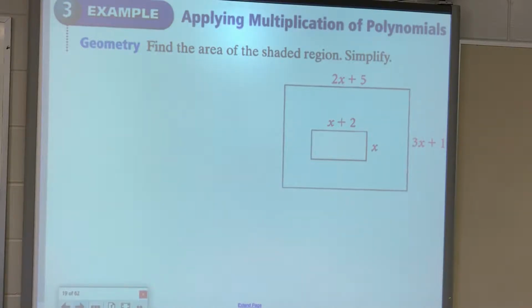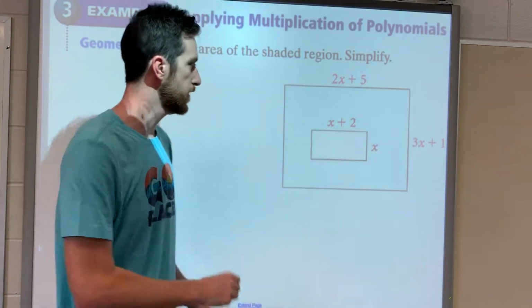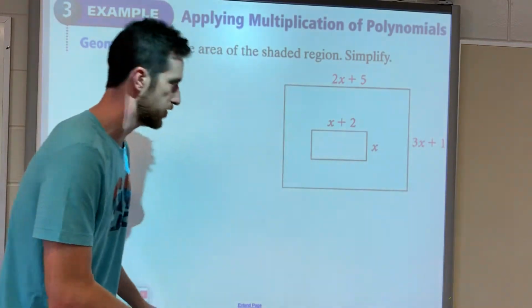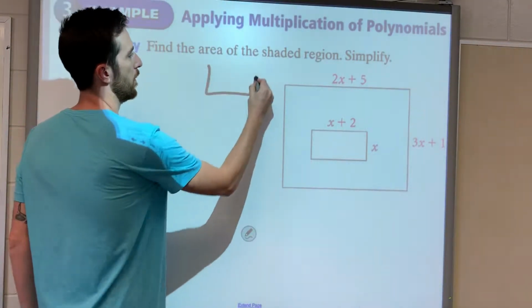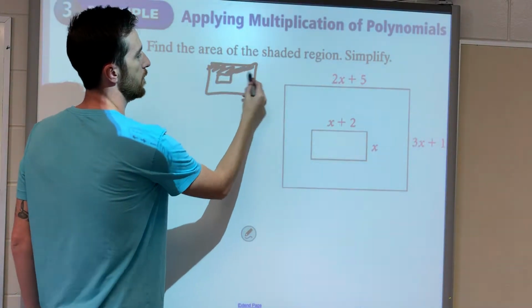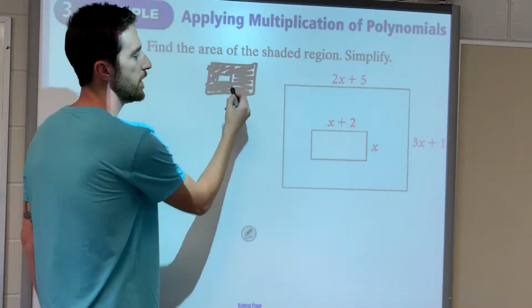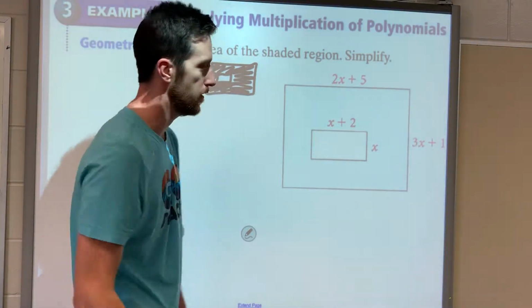Find the area of the shaded region and simplify. Now, it might be hard for you to see on this screen, but you have two rectangles here. The inside one is not shaded. All the outside stuff is. But it's shaded in like a light blue, so it might be hard to tell.